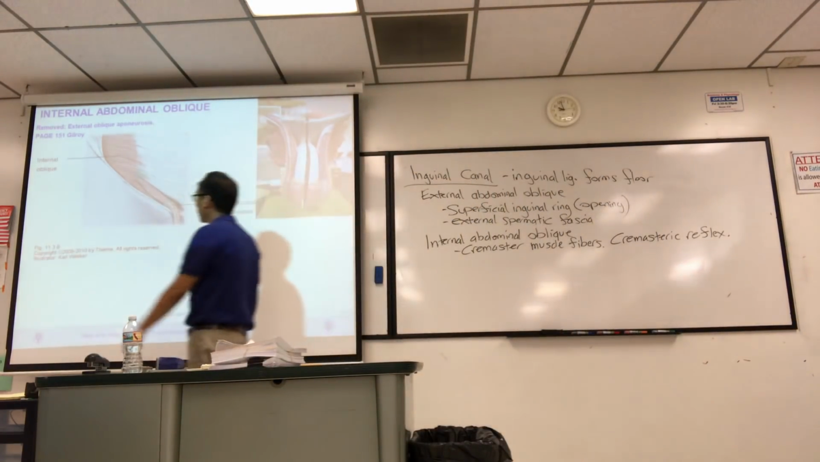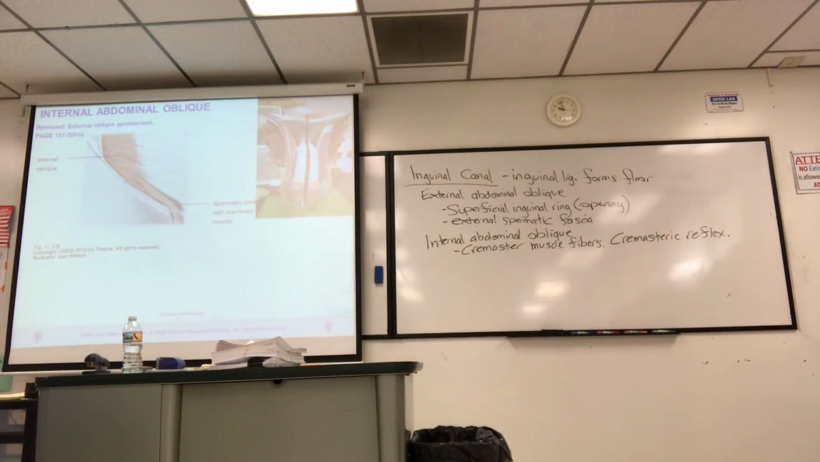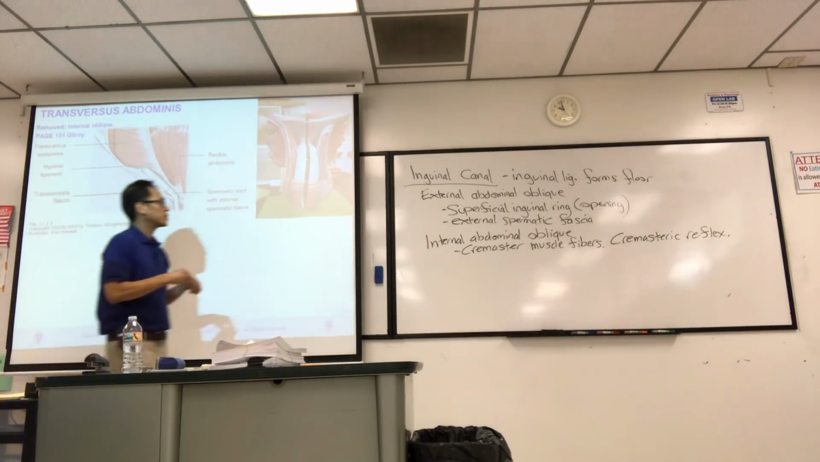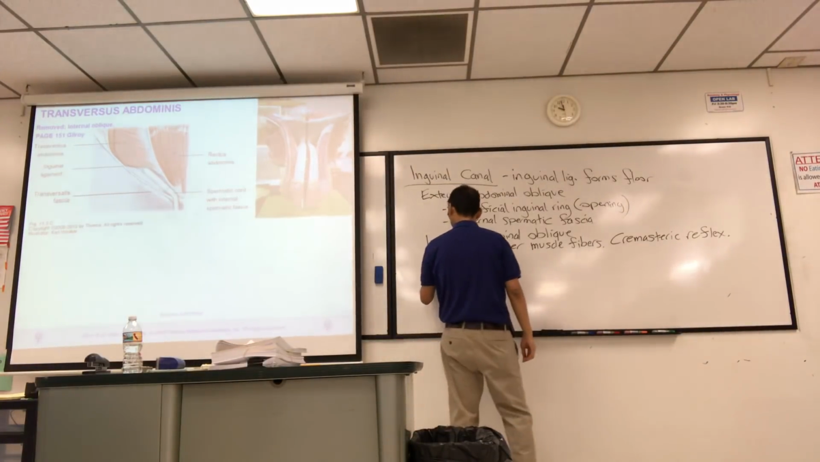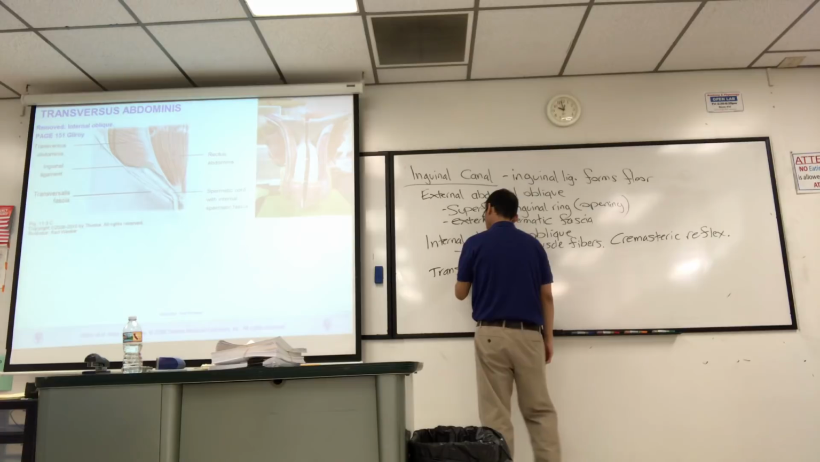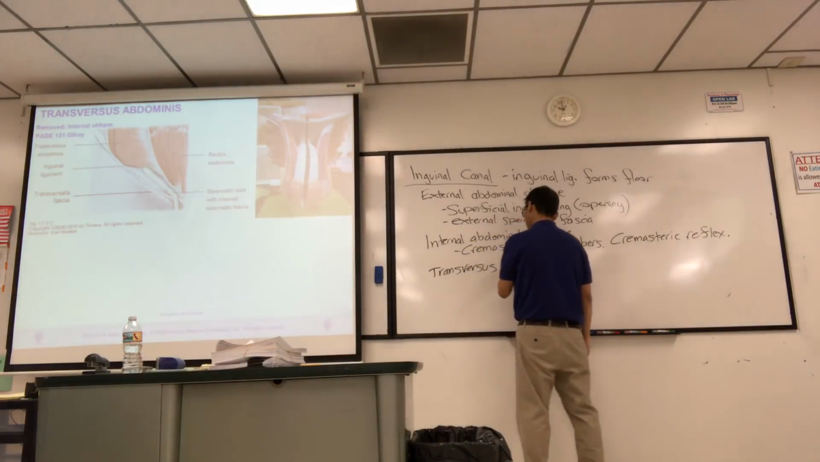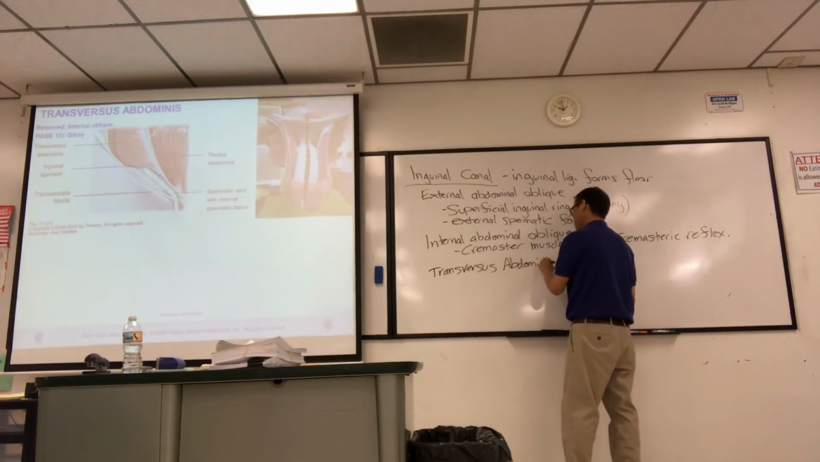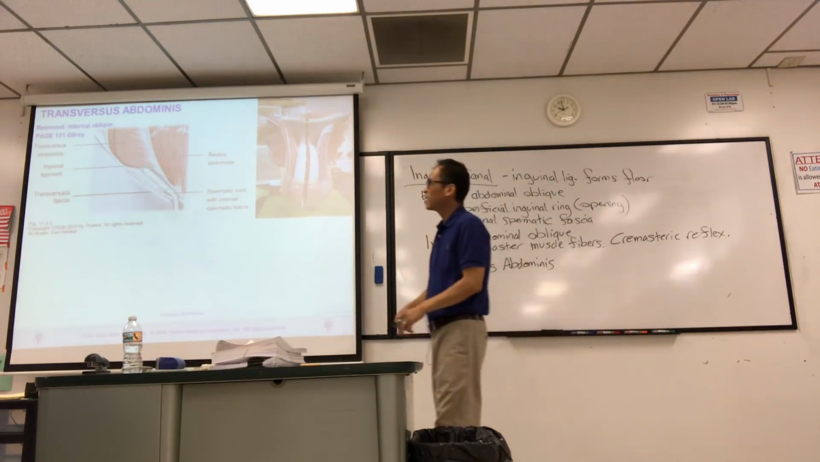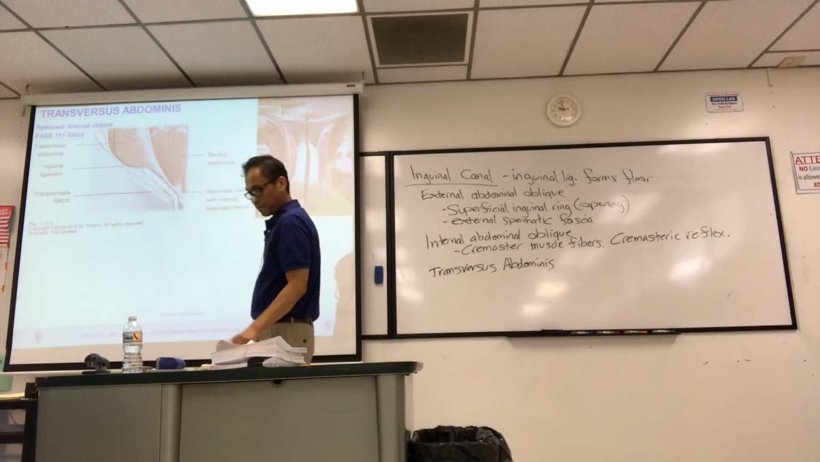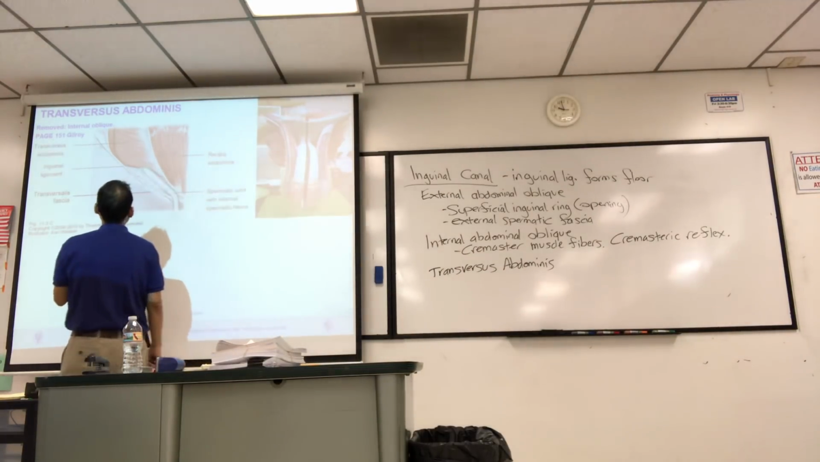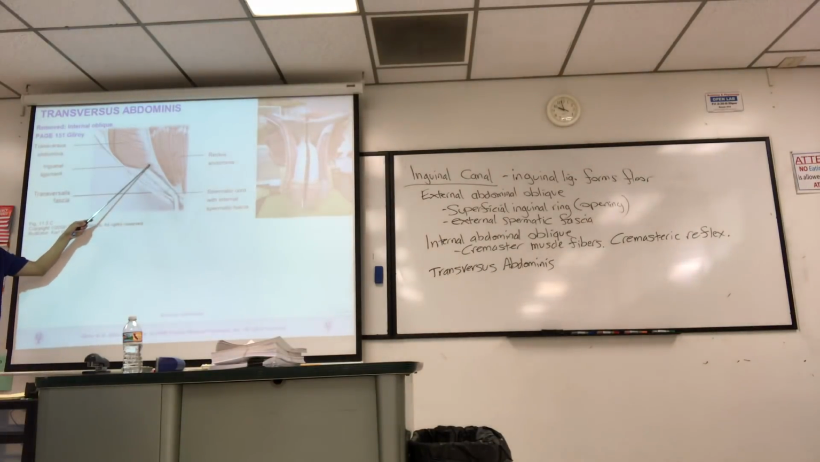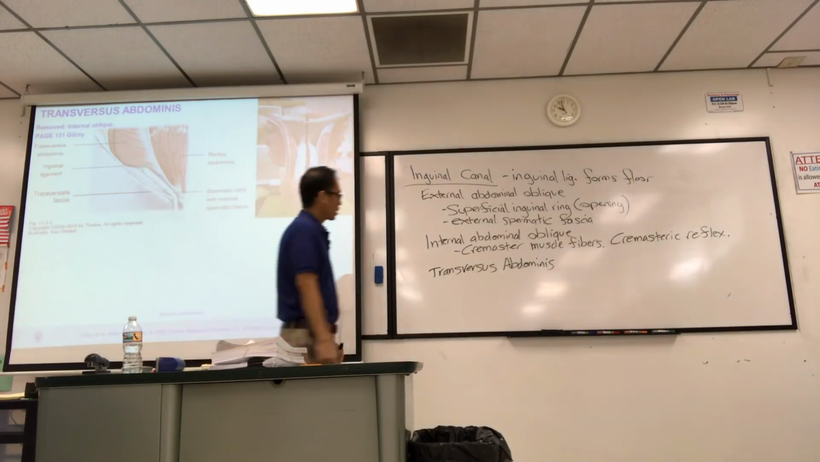Okay, so that layer is derived from the internal abdominal oblique. The deepest abdominal wall layer is transversus abdominis. There's connective tissue called the transversalis fascia. And there's also the deepest opening called the deep inguinal ring. You know that. Deep inguinal ring.